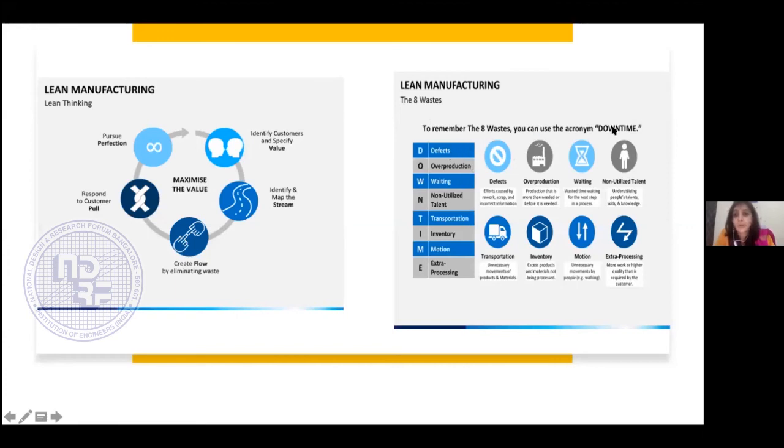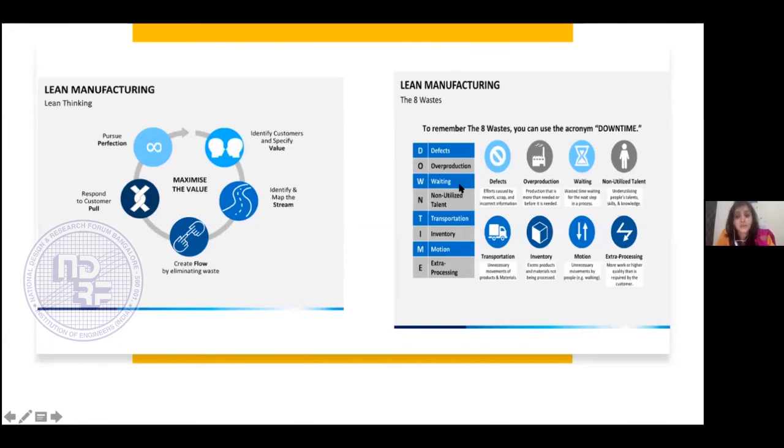So if you want to remember what are these 8 wastes, just remember the word downtime, right? Downtime as an acronym for D, as in defect. Defect is something we do not want in our process or in our product. So that's a waste. O is overproduction. We don't want to overproduce and keep in inventory, right? So overproduction is not good. That is also a waste.